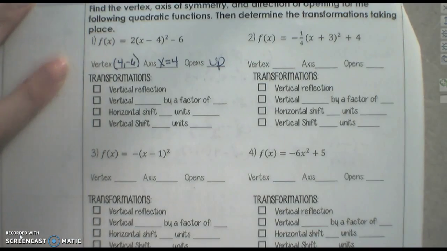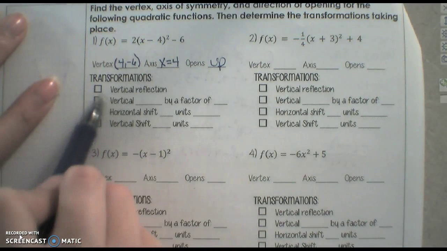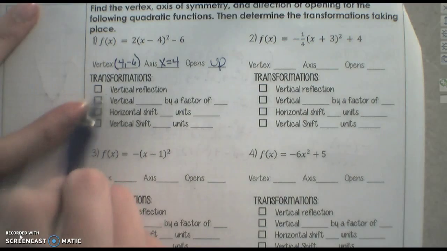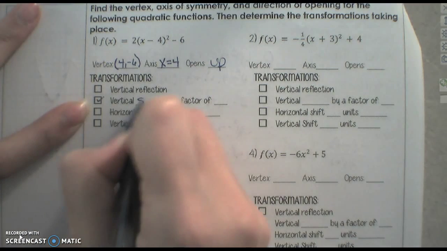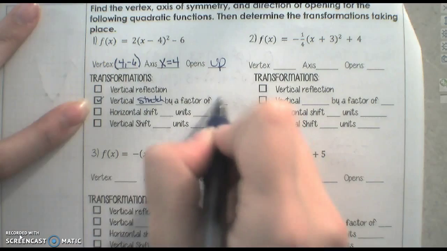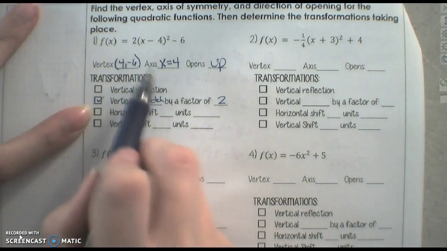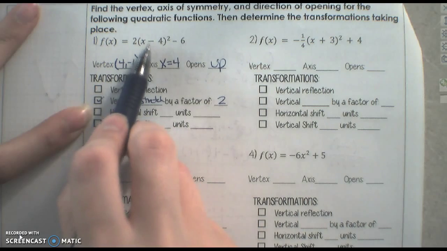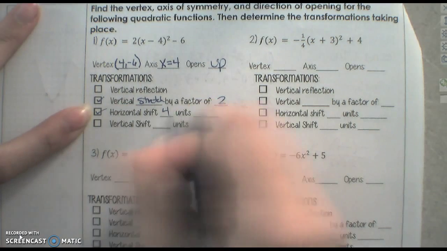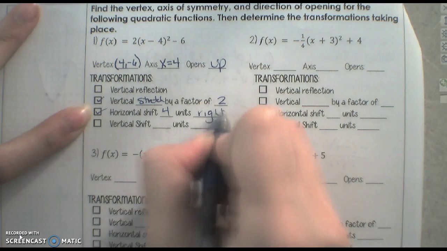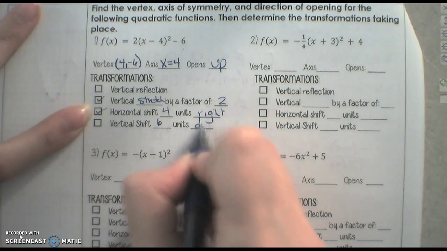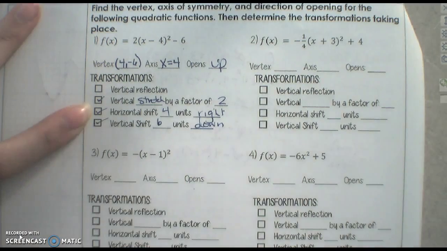And then we can see what's happening. Since we're opening up, we're not a reflection. But this 2 in front, remember that that does mean that we have a stretch by a factor of 2. This 4, opposite thinking, so we're really moving right 4 units to the right. And then the number behind, 6, we're really moving down 6 because it's a negative.